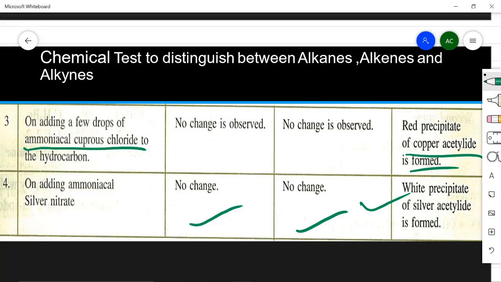So in higher classes, you will learn how Tollens reagent is used for detection of aldehyde functional group, or to differentiate between ketones and aldehydes. So these you will study in higher classes. So thus we have finished the organic chemistry part of the syllabus.